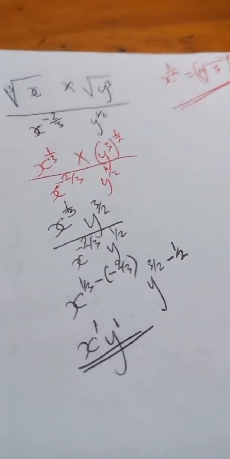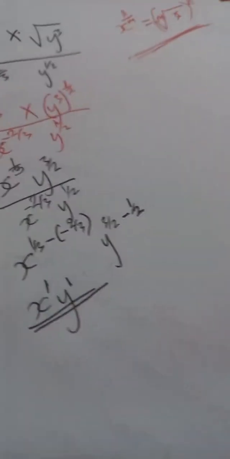Our next question. Let's write it this side. 5 plus 2 square root of 50 over 5.